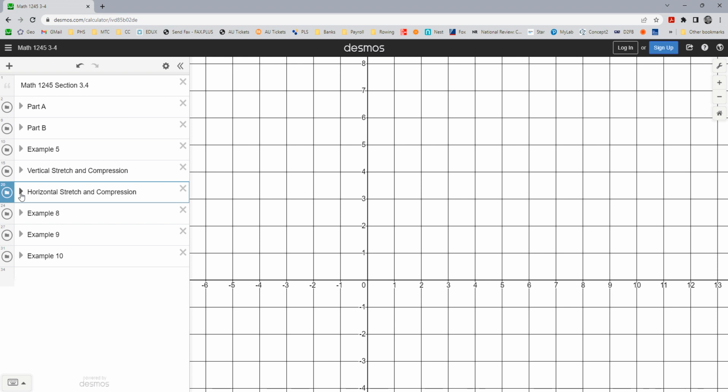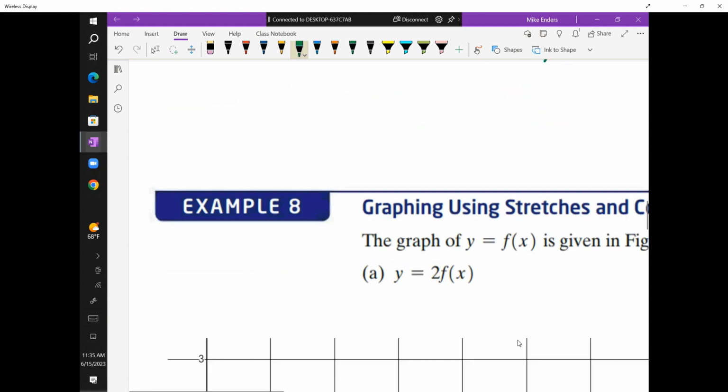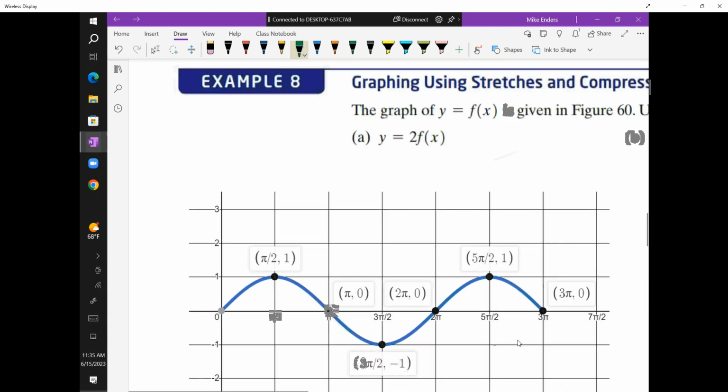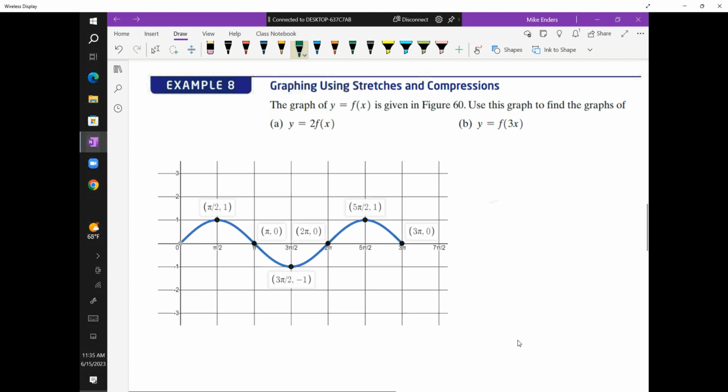All right, so those are some examples as far as what we're doing with our overall values, what happens with our vertical stretches, vertical compressions, and overall those kinds of items. So let's do an example. Let's take a look at this particular example from the textbook.